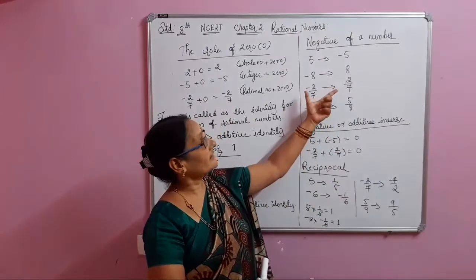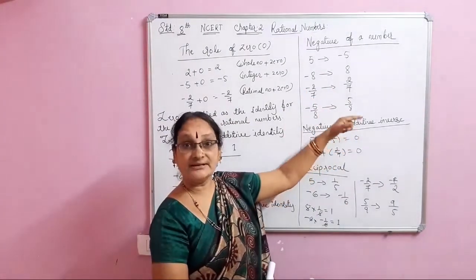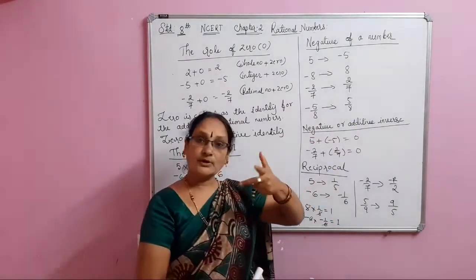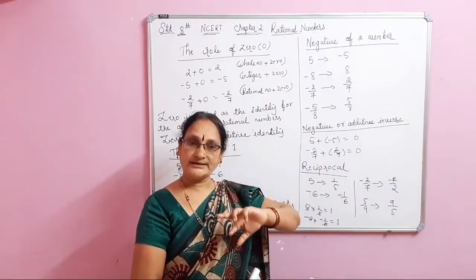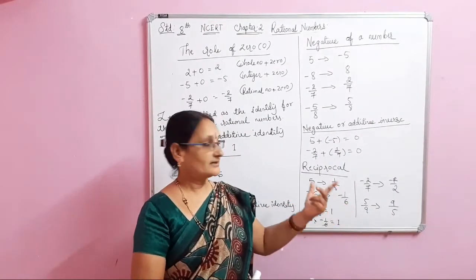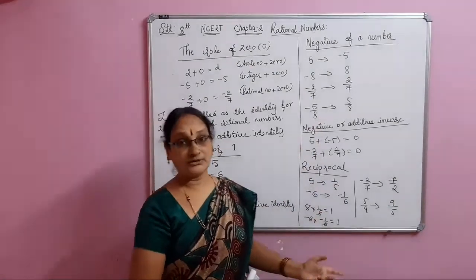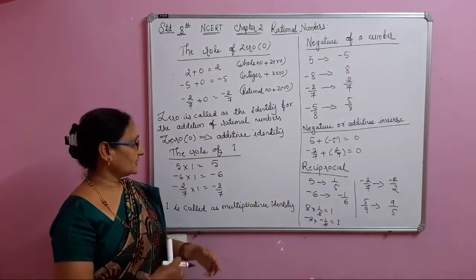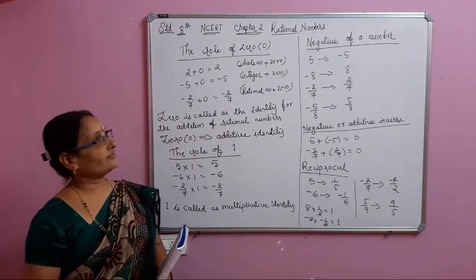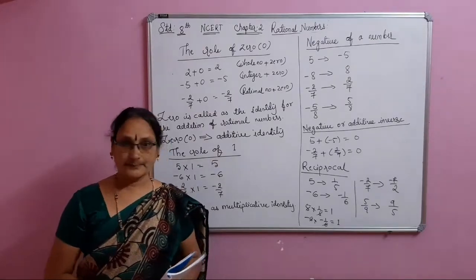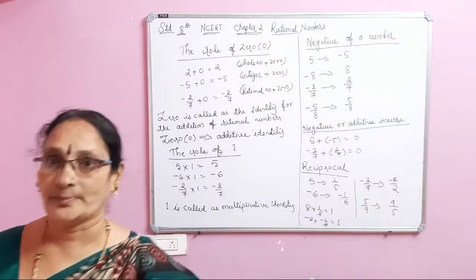In the additive inverse, the sign will change. In the reciprocal, the numerator will become the denominator and the denominator will become the numerator. This is all about the role of 0, the role of 1, negative of a number and reciprocal. If you want, you can copy it.